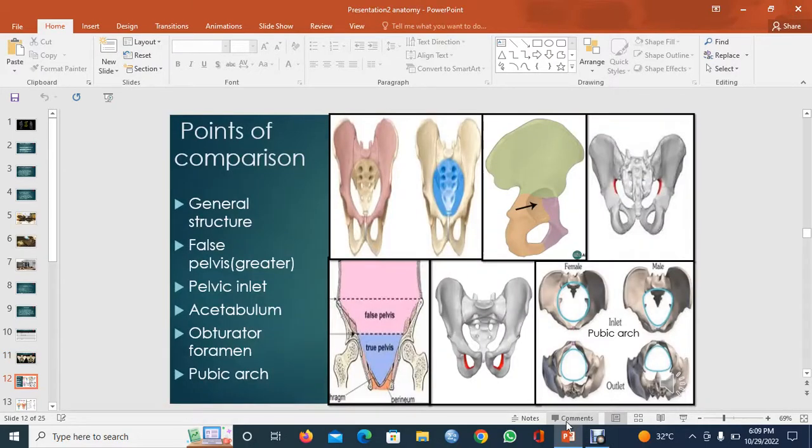So there are some points of comparison on which we can compare a male pelvis with the female pelvis. Number one is the general structure, that is, in case of male we can say it will be tougher. Similarly, false pelvis differences, and then pelvic inlet, acetabulum size, obturator foramen size and angle, pubic arch, its shape, or we can say its angulation.